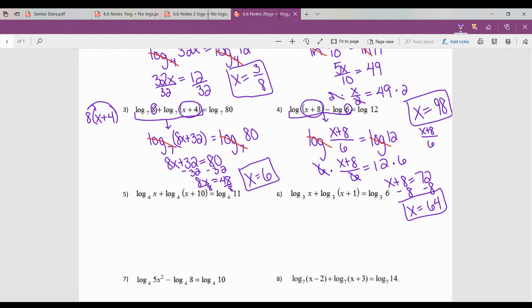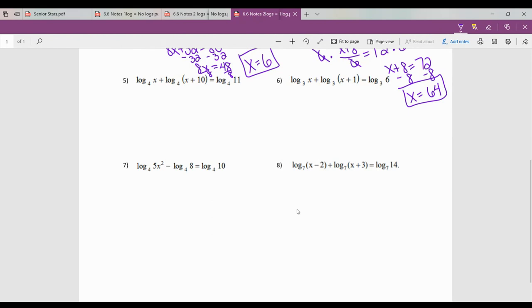Okay, on to the next couple. So same idea. We want to get these two logs, condense them into one log. So it's going to be 1 log base 4. And then I'm going to take this x and this x plus 10. And because it's addition, I'm going to multiply them. So x times x plus 10, I have to distribute that in. So it's going to be x squared plus 10x equals log base 4 of 11.